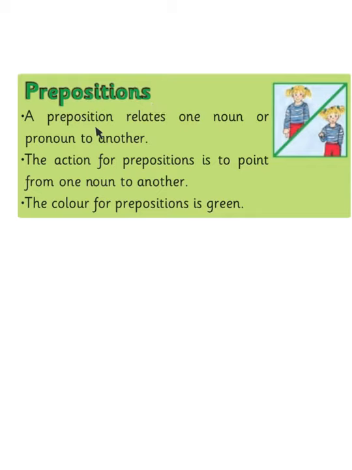Prepositions. A preposition relates one noun or pronoun to another. In simple words, these words tell the position of things. The action for prepositions is to point from one noun to another. The color for prepositions is green, and some of the examples for prepositions are in, down, under, above, over, along.